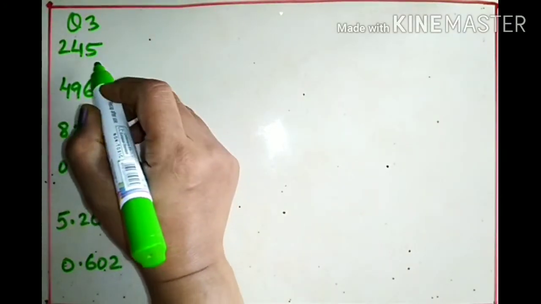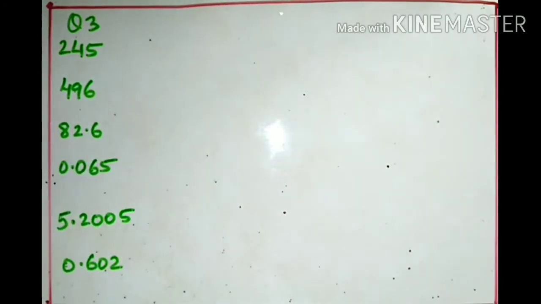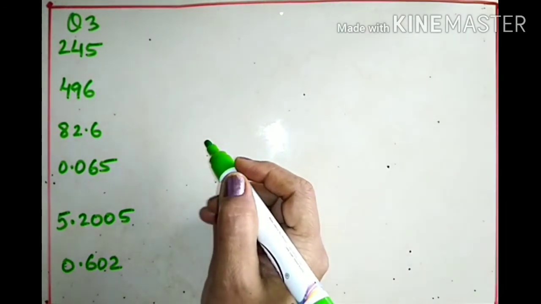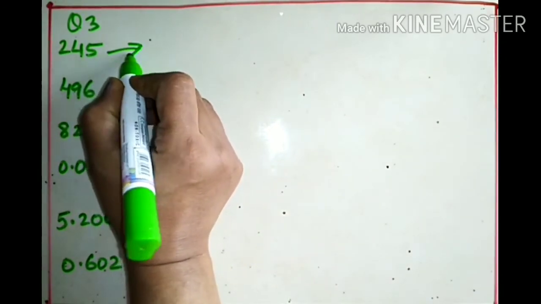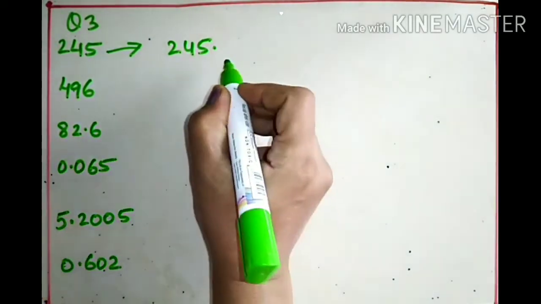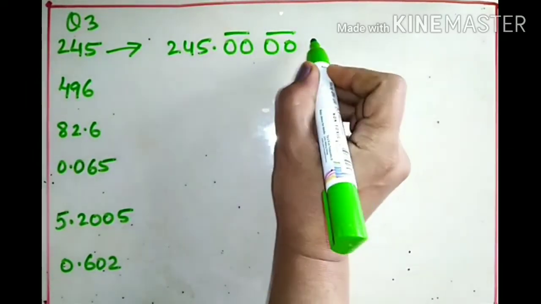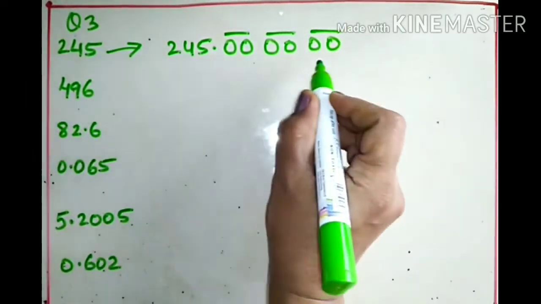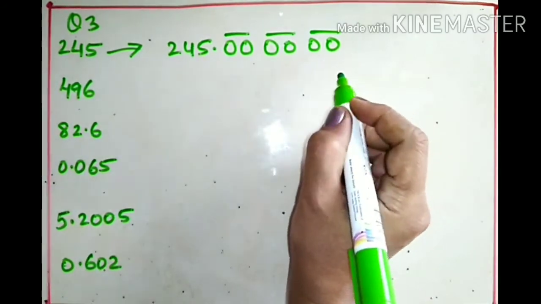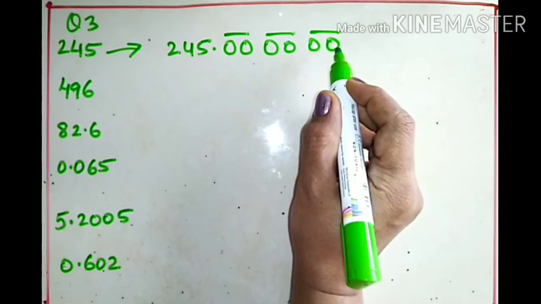Question 3. We have to find the square root of 245, correct up to 2 decimal places. For 2 decimal places, we should have 3 pairs of numbers after the decimal point. So we will find the square root of 245 point. Now numbers are not there, so we'll put 3 pairs of zeros. In the answer we will get 3 places. The third place we will round off and make it 2.